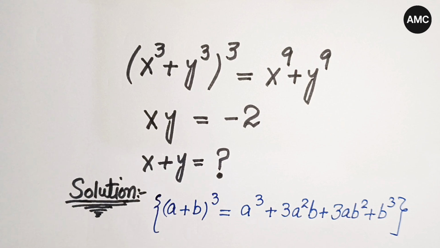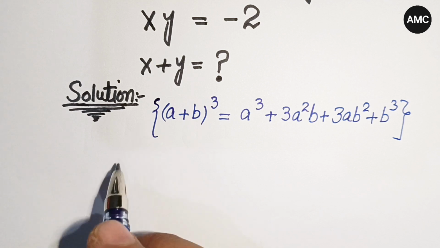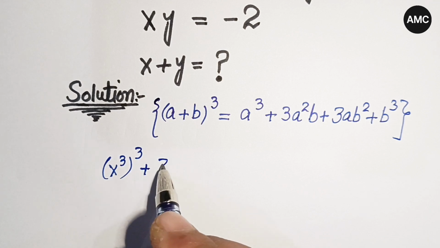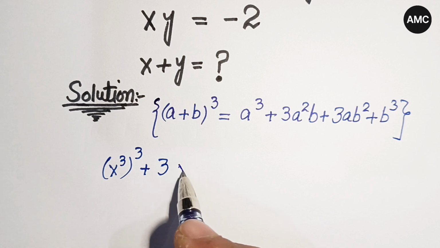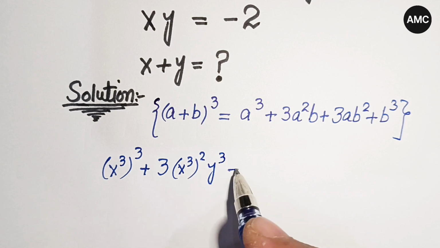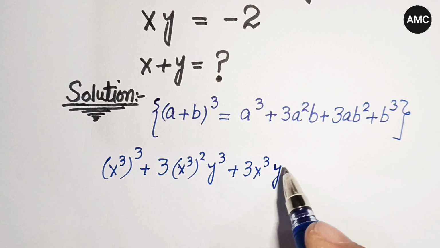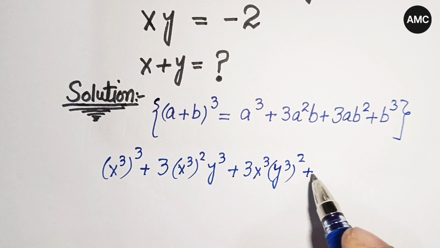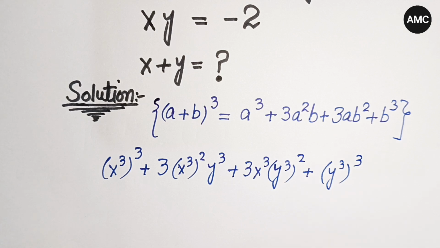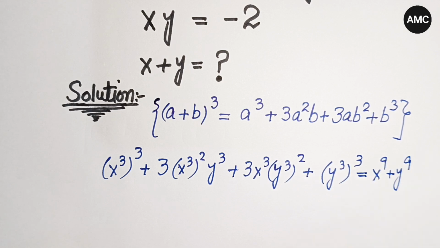So here we get x cubed plus y cubed whole cubed. It can be written as a cubed, which is x cubed whole cubed, plus 3 times a squared, meaning a is x cubed, whole squared, times b is y cubed. Now plus 3 times a, which is x cubed, and b is y cubed squared, and plus b cubed, which is y cubed whole cubed. Now it is equal to x to the power 9 plus y to the power 9.